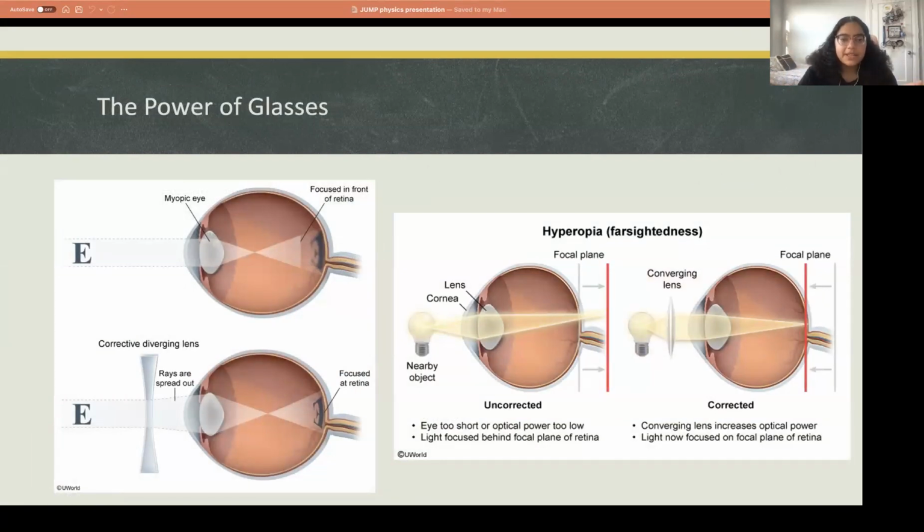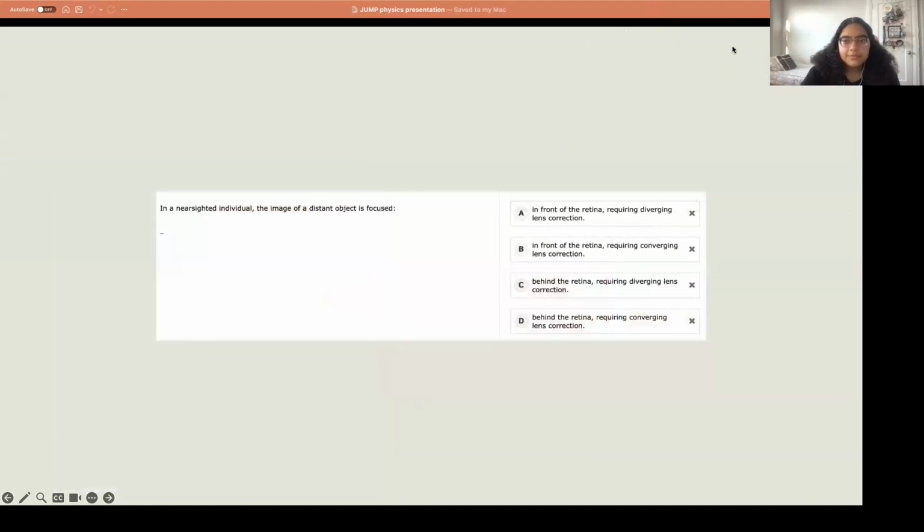So for nearsightedness, you would use a diverging lens. You can think about it like if it focuses too soon, you want to diverge the rays a little bit to get further and actually focus at the retina. And then for hyperopia, you want a converging lens because it's converging too far, so you want the lens to converge it sooner, if you will. And so those two different types of lenses work for two different types of eyesight conditions. So here's a question about that.